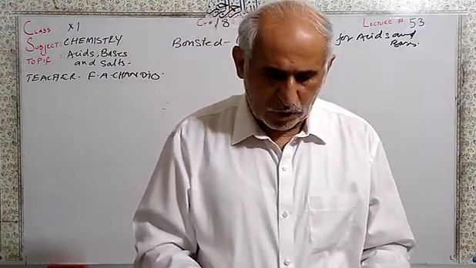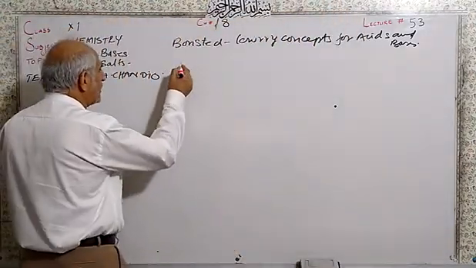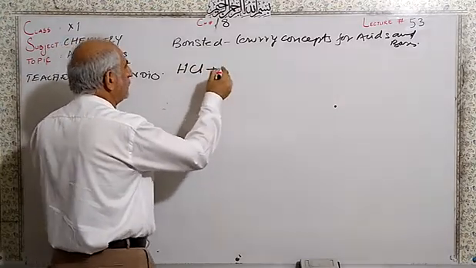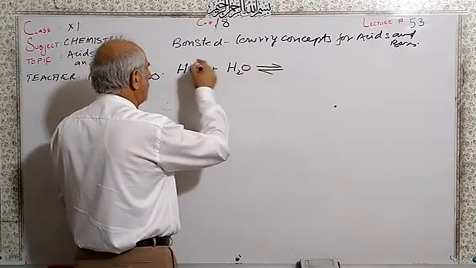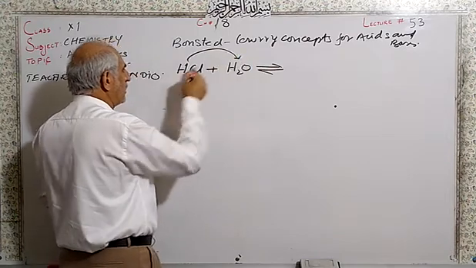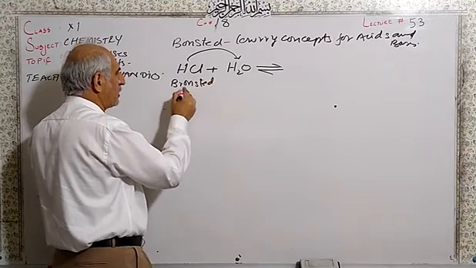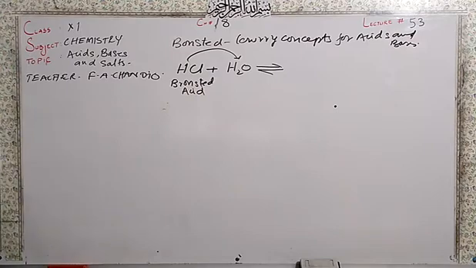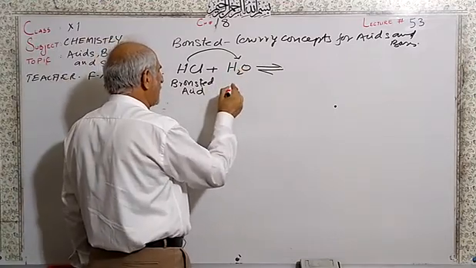For the Lowry and Bronsted concept for acids and bases, an acid is a proton donor. This is a Bronsted acid. An acid is a proton donor, which donates a proton, and a base is a proton acceptor.